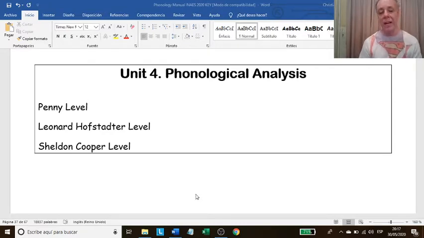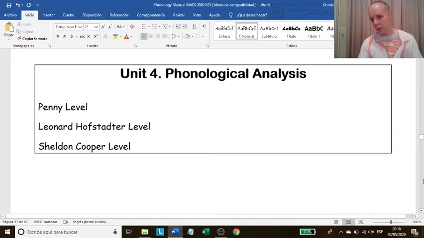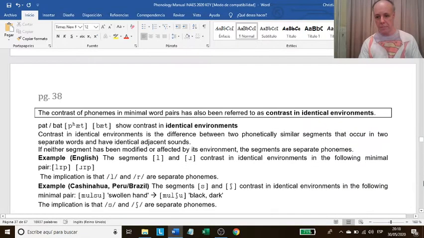So Penny and Leonard will help you prepare for Sheldon. A good basis, a good foundation then is necessary. Okay, this is unit 4 in your manuals. Okay, let me go down. Page 38 in your manuals.